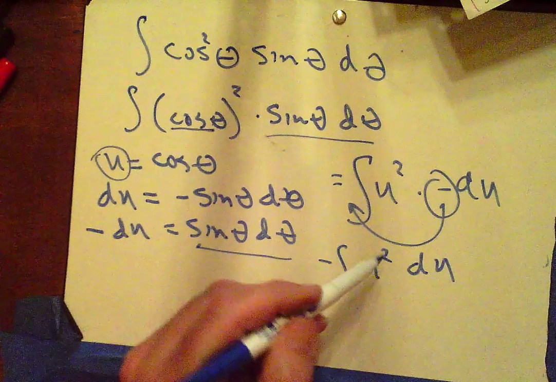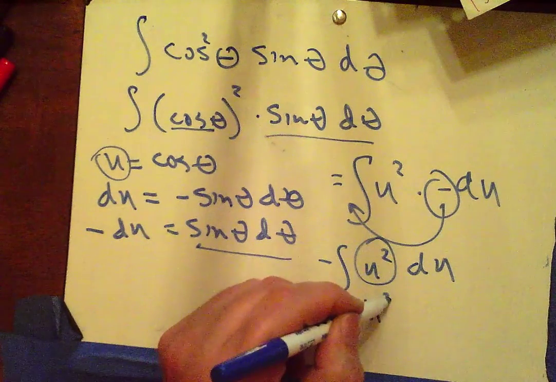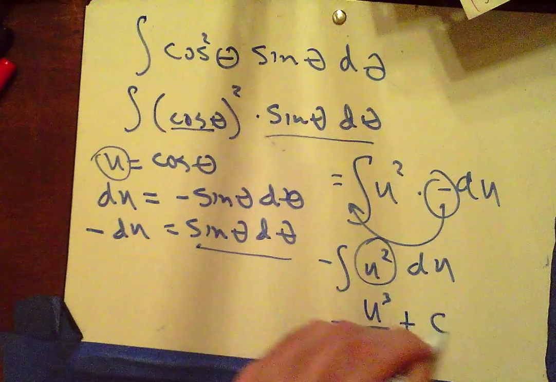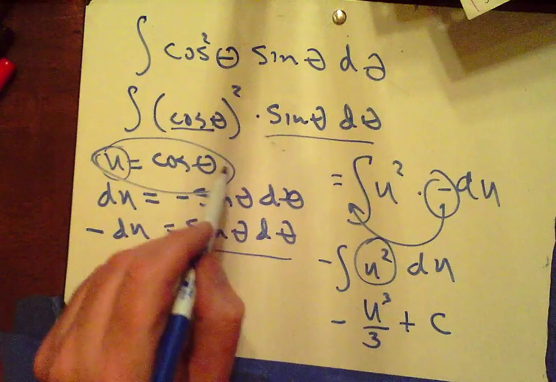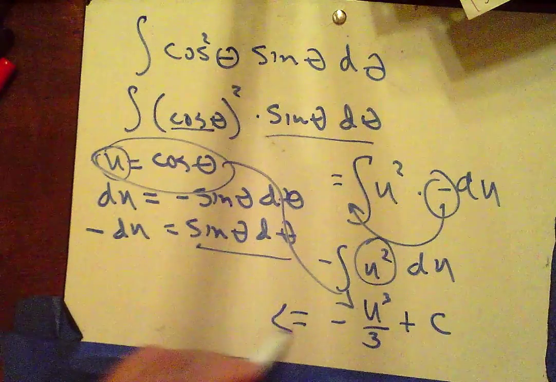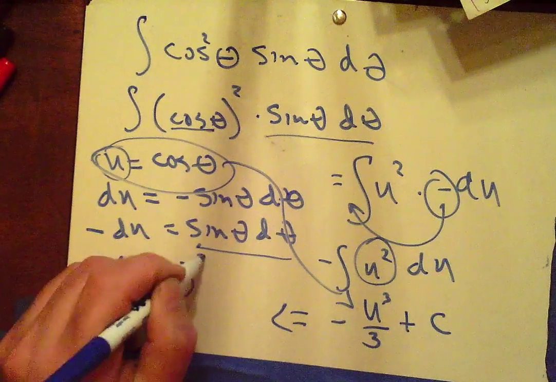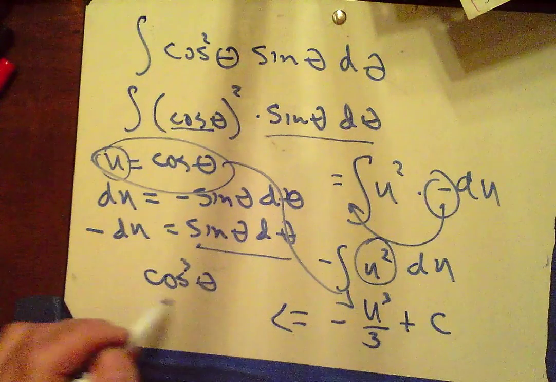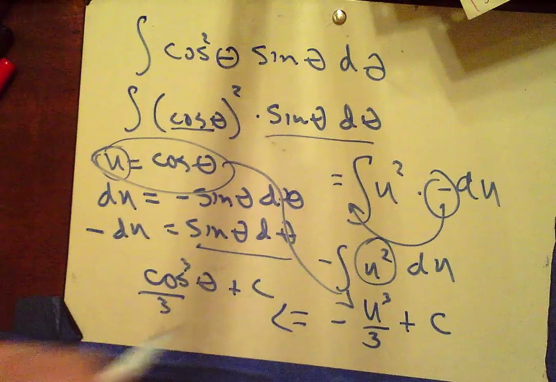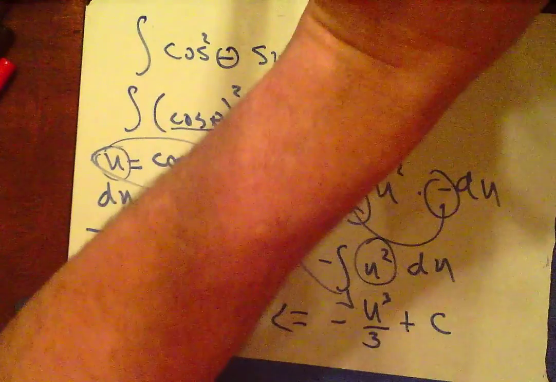And so now what can I do? What's the antiderivative of u squared? The antiderivative of u squared is u to the third over 3. Don't forget the plus c. And we don't want this in terms of u, we want it in terms of theta. So my final answer is going to be cosine theta to the third, and you could certainly write that as cosine to the third theta over 3 plus c. Okie doke. There's the first one. I can't wait to see what's next.